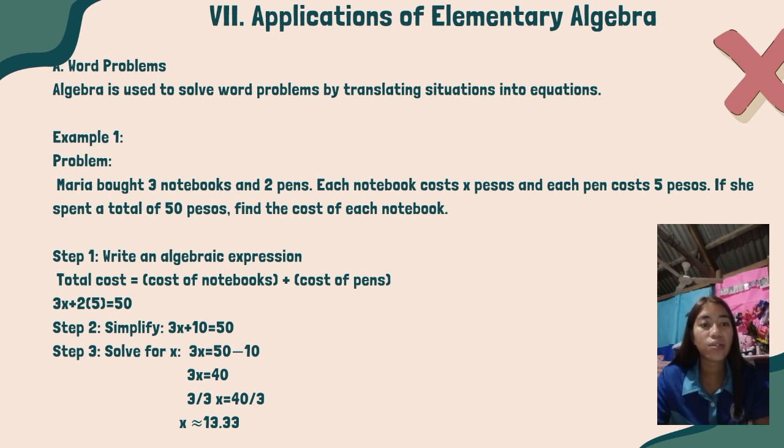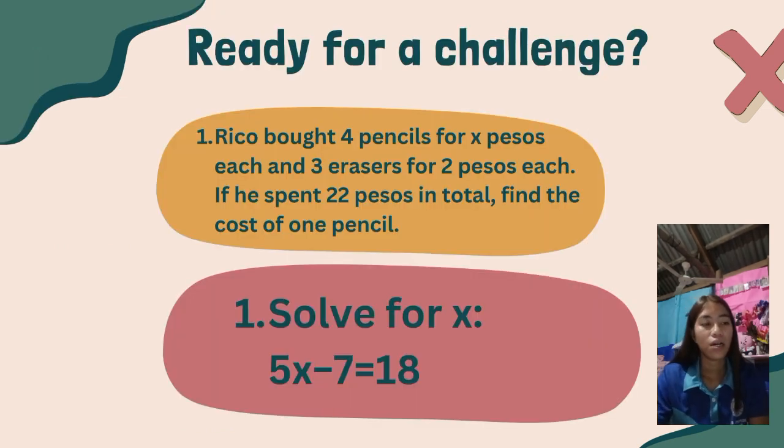And now we are going to divide both sides by 3. So 3x over 3 equals 40 over 3. We divide both sides by 3 to get the value of x. We cancel the 3, and then only x is left, equals 40 divided by 3 is 13.33. Questions and clarifications? Okay, we will proceed to our challenge.